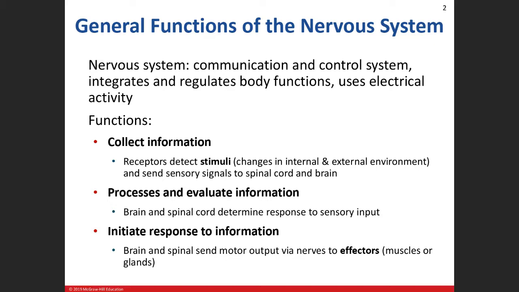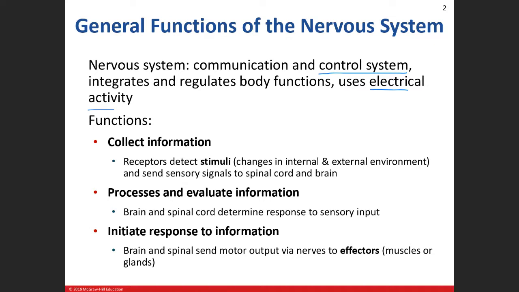I told you that two of our control center systems are going to be the endocrine system, which is going to use chemical information, and the nervous system, which is going to use electrical information. So we're going to talk about some of the actual functions here. Keep in mind, the nervous system uses electrical activity in the form of what we call an action potential, a nerve signal. It's going to be one of your major communication systems throughout your body, but it definitely plays a large role as that control system.